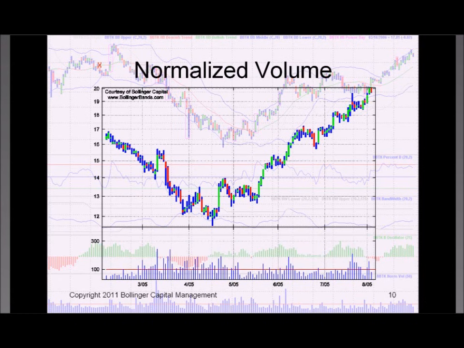So literally what we've done is grab that average and pull it straight. That average is now the red line, and we call this normalized volume. Volume equal to the 50-day moving average is now 100. Volume half the 50-day moving average is now 50. Volume double the 50-day moving average is now 200.